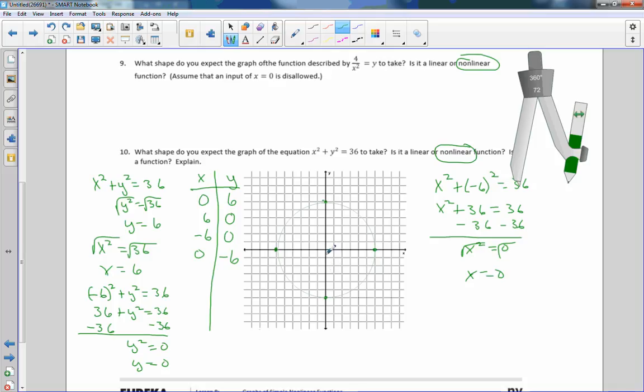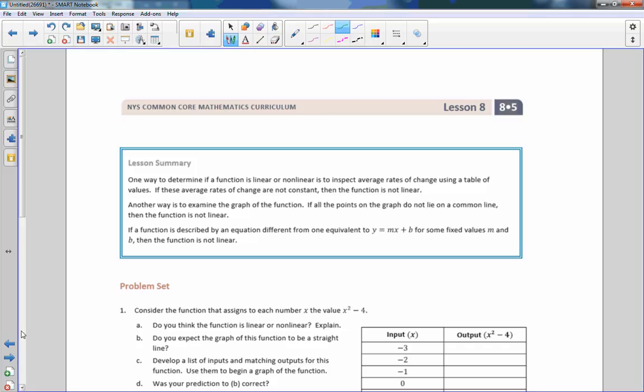So if I chose the point 3, I would get 4, 1, 2, 3, 4, 5, somewhere around 5, a little more than 5, and so on. So this is a graph of a circle, obviously not a line. Okay, that is the end of this lengthy lesson 8. Review the lesson summary and go do your problem set.